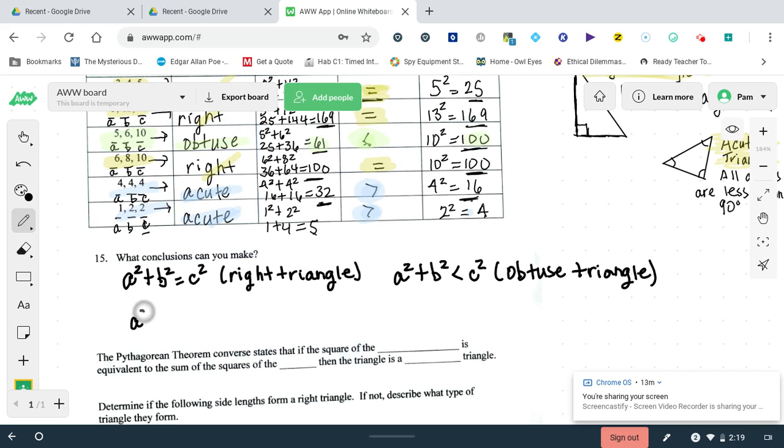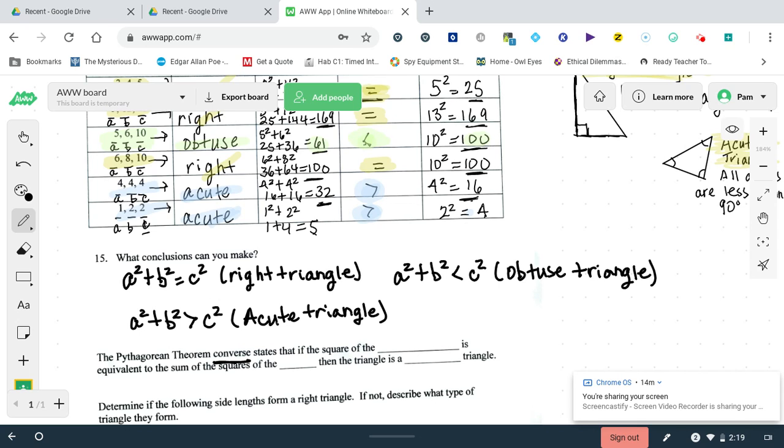When a squared plus b squared was greater than c squared, it proved that it was an acute triangle. But basically, if you just focus on the Pythagorean Converse, the Pythagorean Converse states that if the square of the blank is equivalent to the squares of the blank, then the triangle is a right triangle.